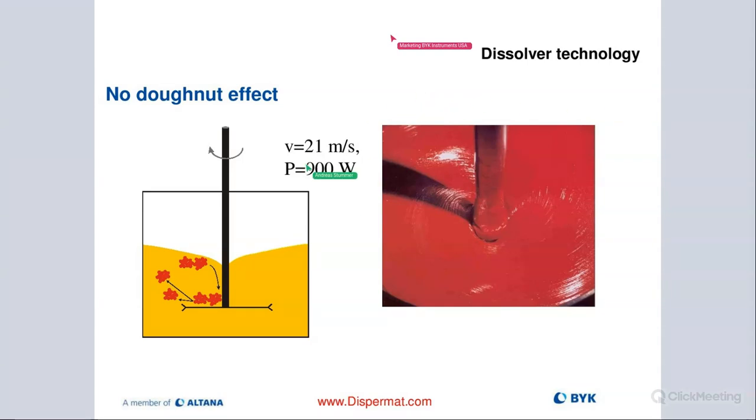But if I look at the amount of energy you're putting in, 900 watts, pretty good. And then you're running at 21 meters per second. So you may be able to make some adjustments to the tip speed, but this right there is a prime example of a very thick material.